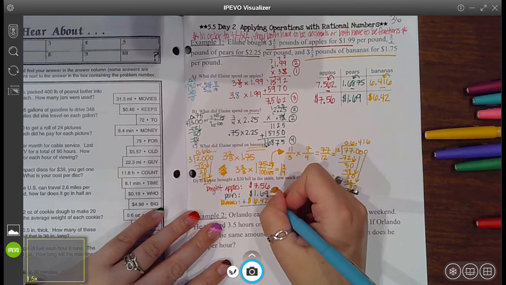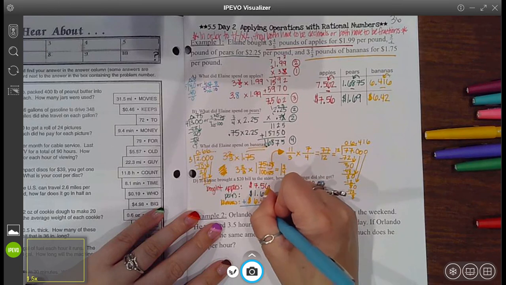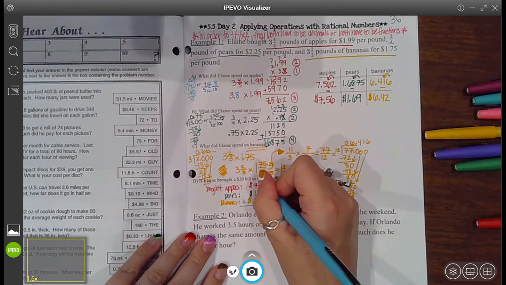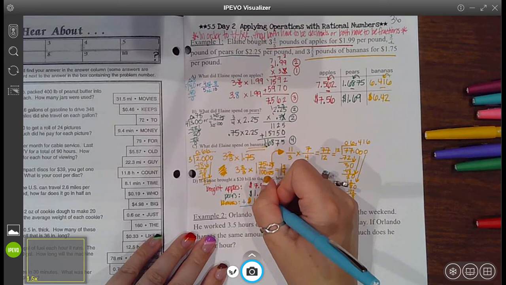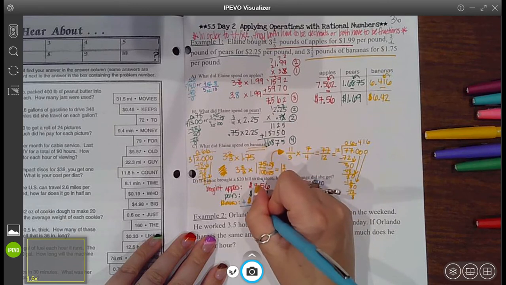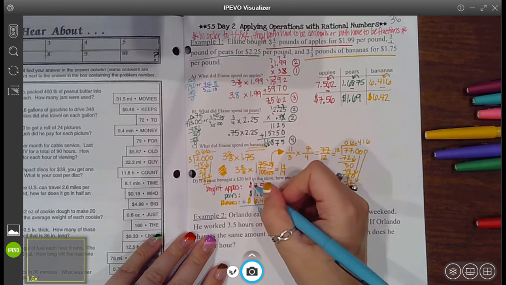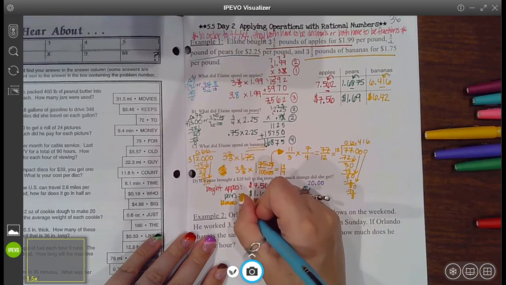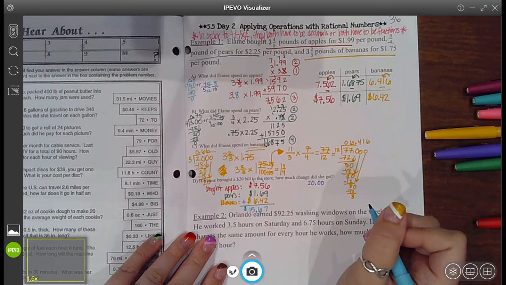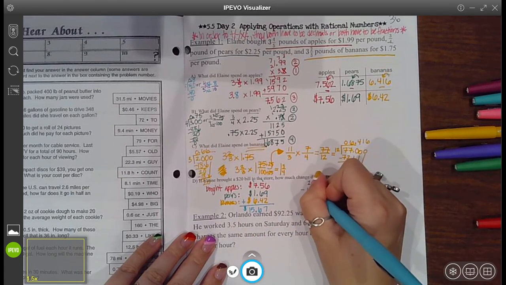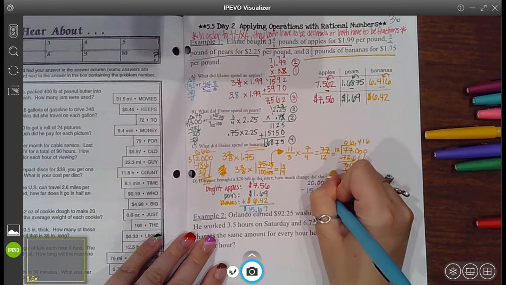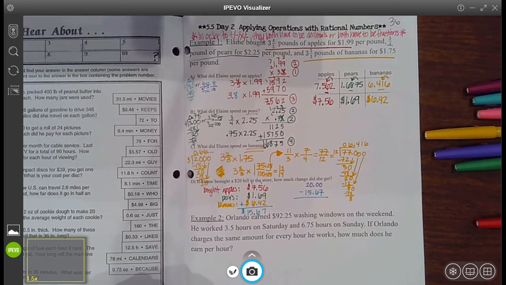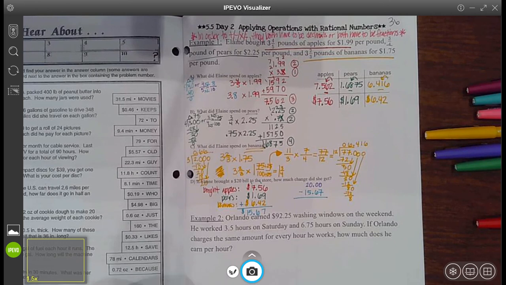6 and 9 make 15 plus 2 is 17. And then 1 and 5 is 6. 6 and 6 is 12. 12 and 4 make 16. 1 and 7 is 8. 8 and 1 is 9. 9 and 6 is 15. Don't forget to bring that decimal down for your answer. So you spent a total of $15.67 at the store. So if you gave them $20, you need to subtract those to figure out how much change you get.